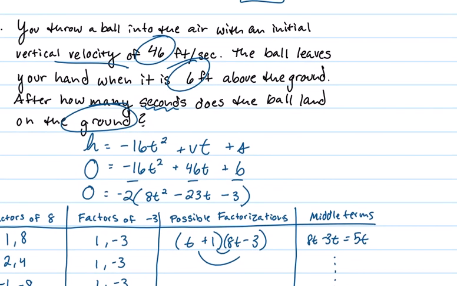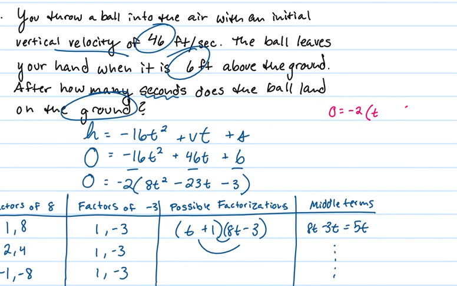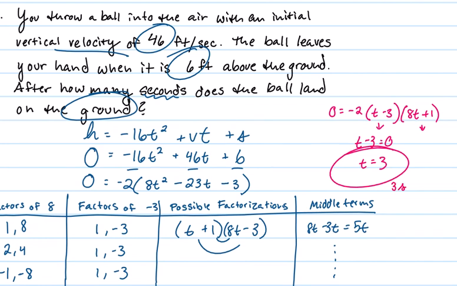Our whole goal here was to use factoring to solve this. So I have factored. Here's my final factorization: negative 2 times t plus 8, and it should be t minus 3, sorry. T minus 3 times 8t plus 1. Using my zero product property, I set each of these equal to 0. T minus 3 equals 0. T equals 3. So how many seconds after the ball lands does it hit the ground? And that would be 3 seconds.